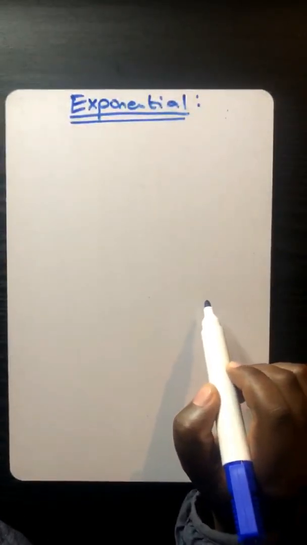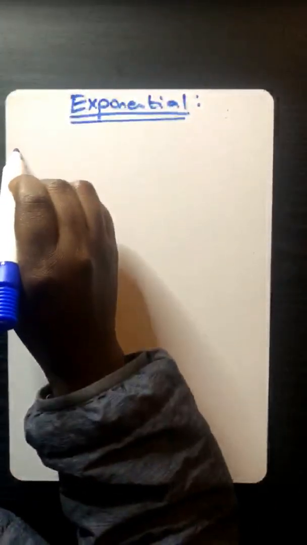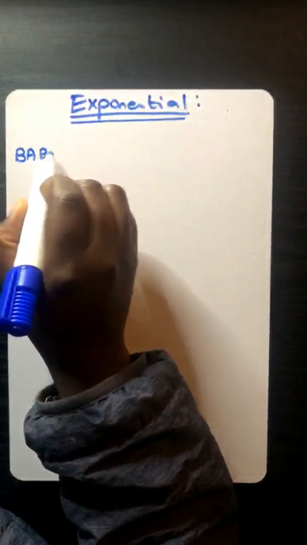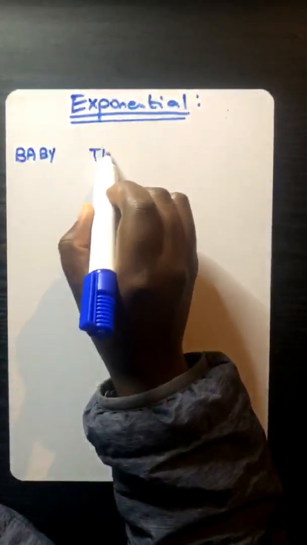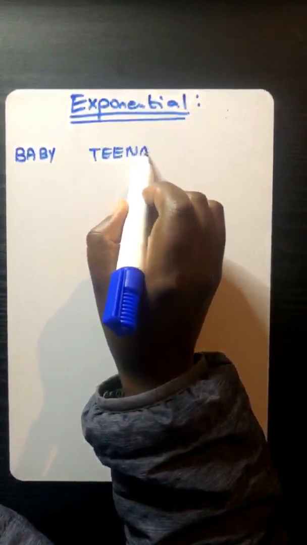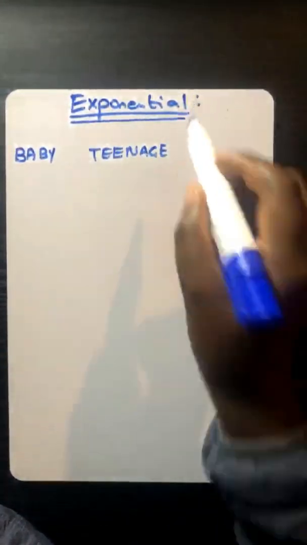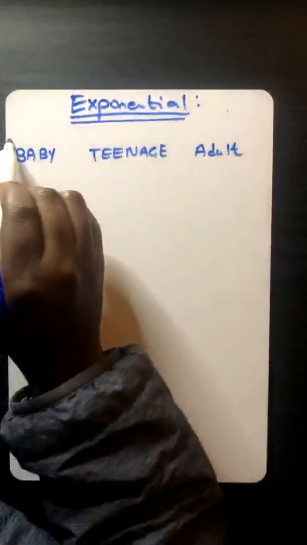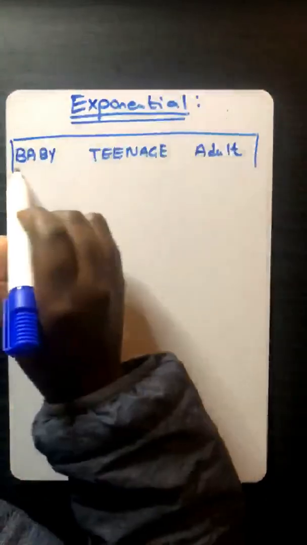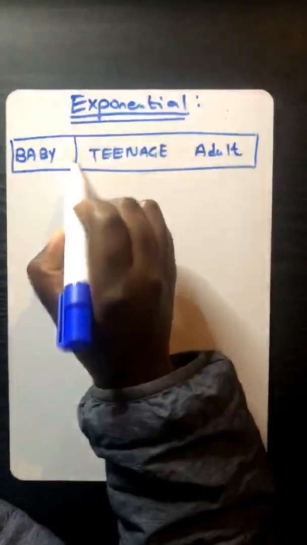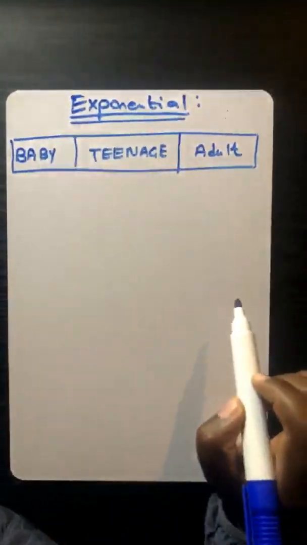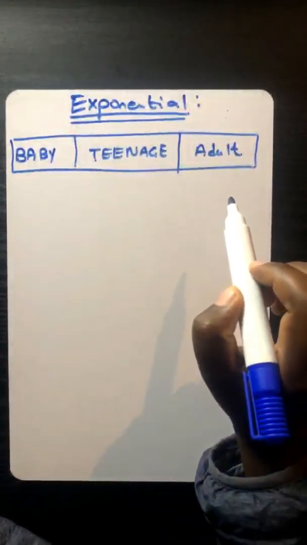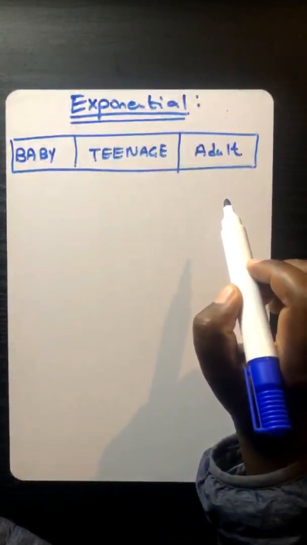So, with regards to the graph of an exponential function, remember, guys, we said we looked at it from a baby stage, and then we looked at it at a teenage stage, and then from there we looked at it at an adult stage. So I'm going to explain each of these stages, ladies and gentlemen. So just make sure that you listen very carefully.